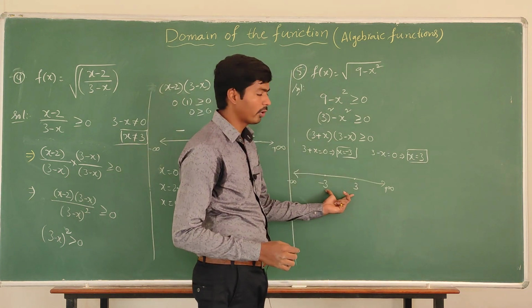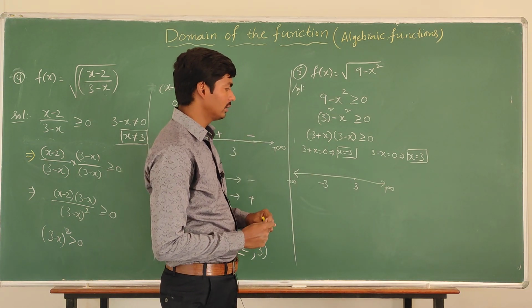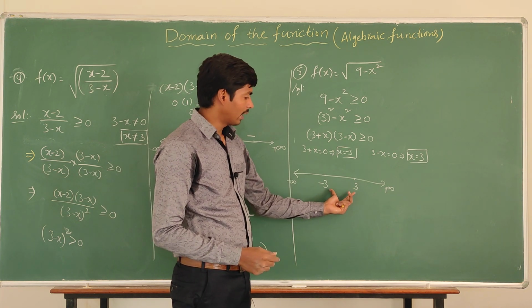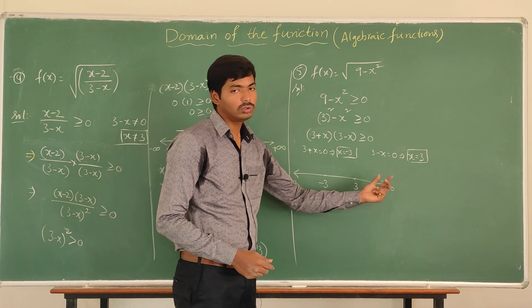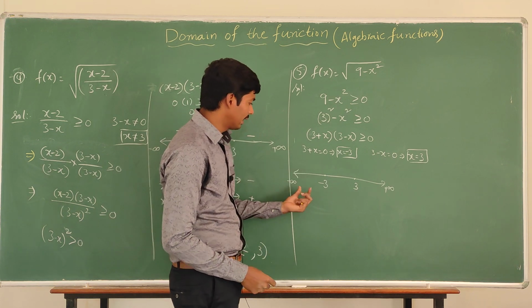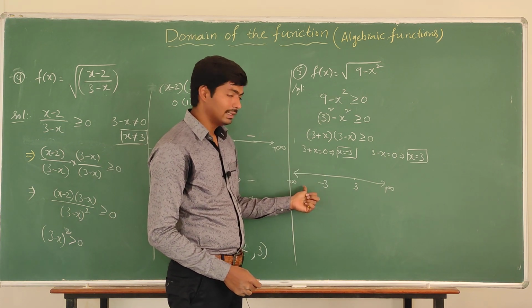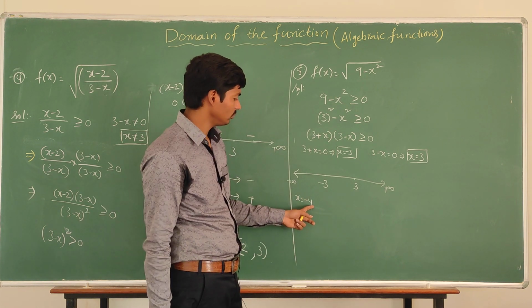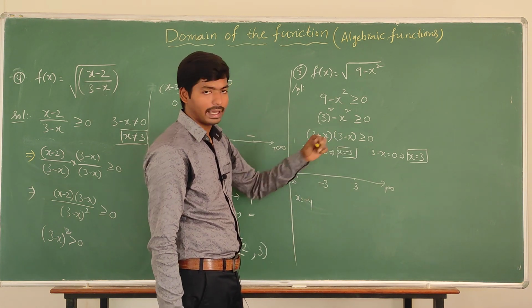So these critical points divide the number line into 3 subintervals: minus infinity to minus 3, minus 3 to 3, and 3 to infinity. Now take any arbitrary number in the first interval. Suppose I take x equal to minus 4 and substitute the values in this expression.